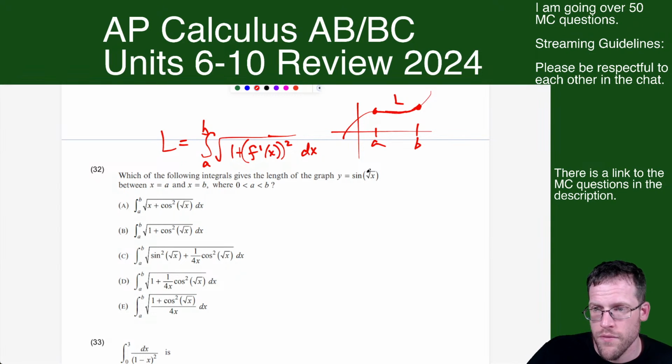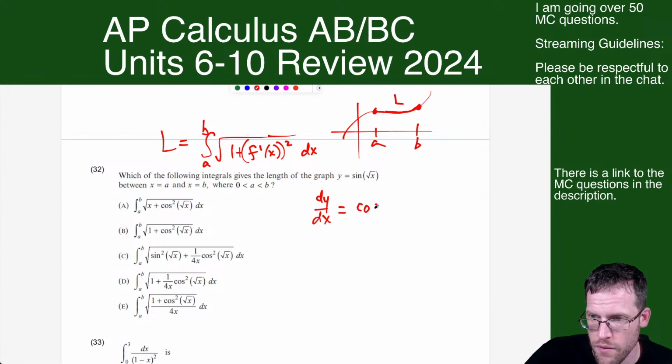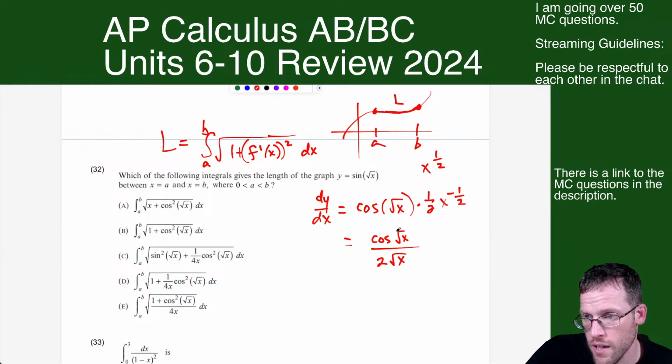So here, if this is your equation, y equals sine radical x, dy dx, chain rule, derivative of the outside is cosine, keep the inside, times, think of that as x to the half, and you get 1/2 x to the negative half. So this I could just say is cosine radical x over 2 radical x. Please don't even think about canceling those out. This is part of the function, so we can't just do that.